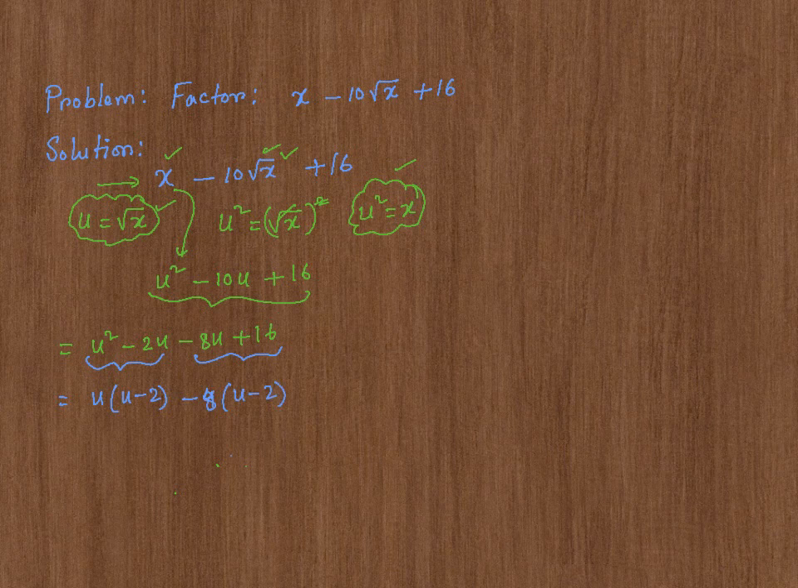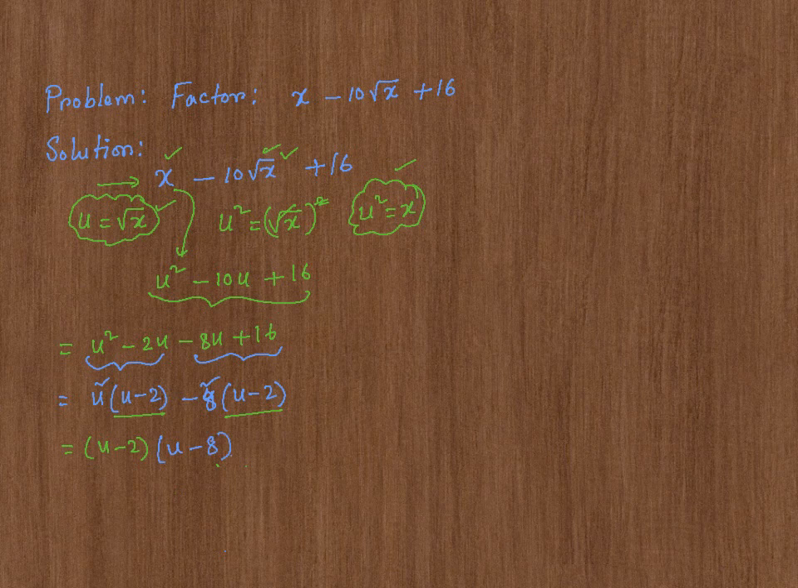Now note that I have u minus 2 and u minus 2 common in both the terms, so I could factor out u minus 2. And then in the first term, I'm going to be left with just u, and in the second term I'm left with negative 8. So that's what it is.